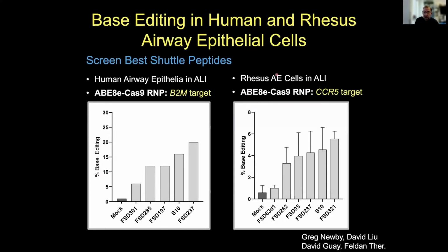We also tested the ABE8E RNPs in rhesus airway epithelia targeting the CCR5 gene. And in this case, compared to mock, we achieved editing in the range of 5 to 8%.